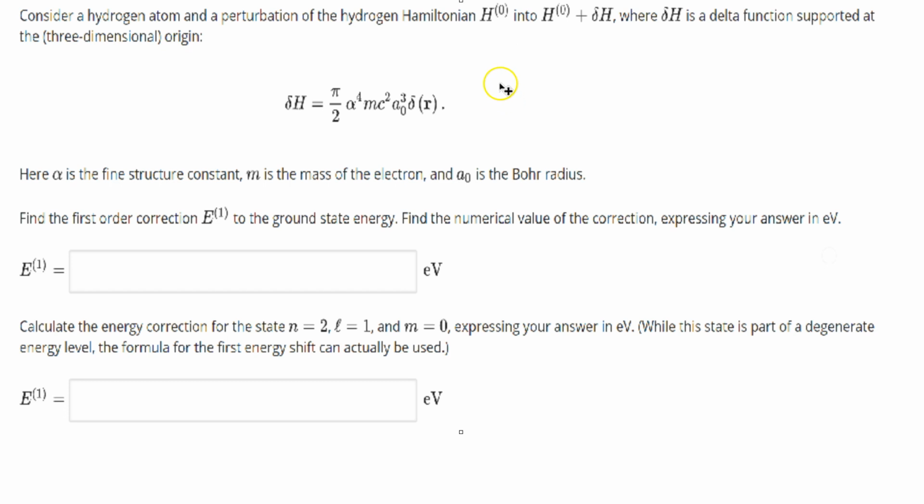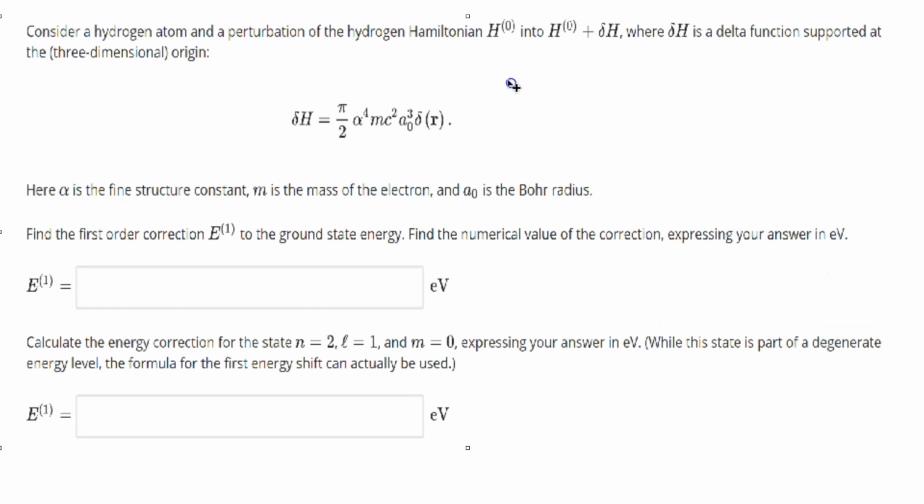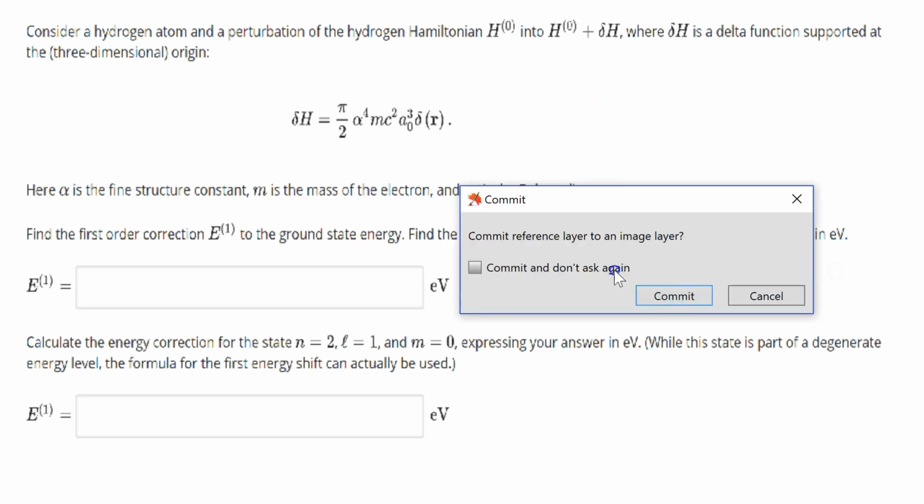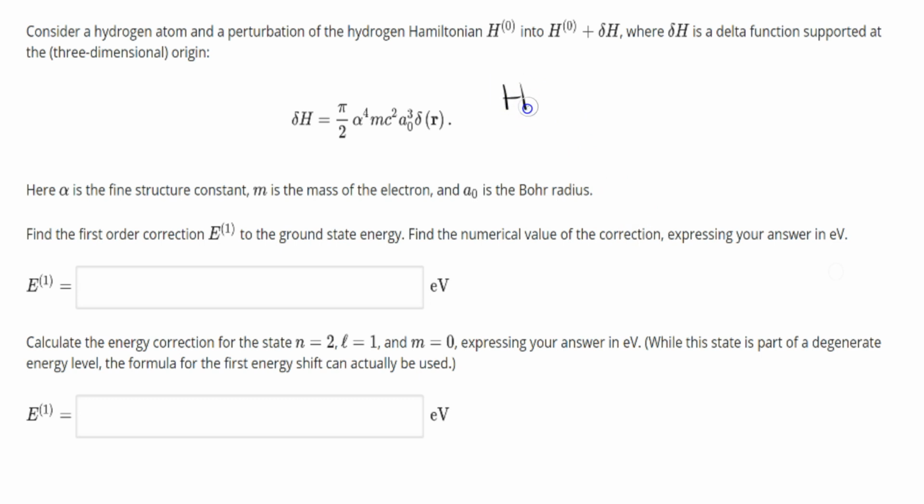And just if you were curious, the unperturbed Hamiltonian, H naught, if I remember correctly, is p squared over 2m. Yeah, it's just the regular one, except that the potential is going to be a squared over r. It's the electrostatic potential energy, but that's not important. It was just pretty cool that I wanted to mention it.